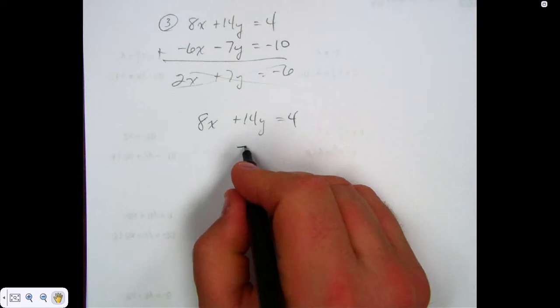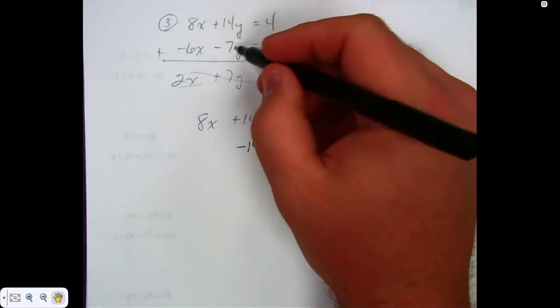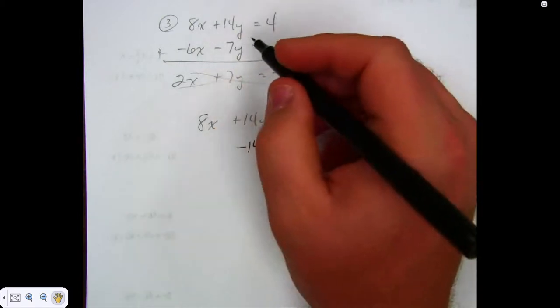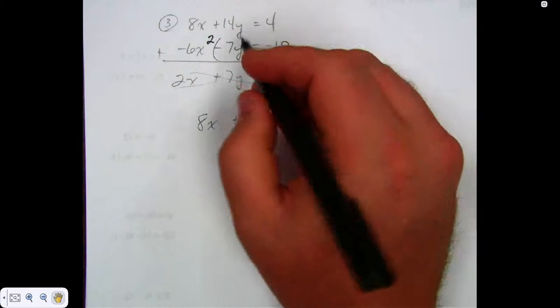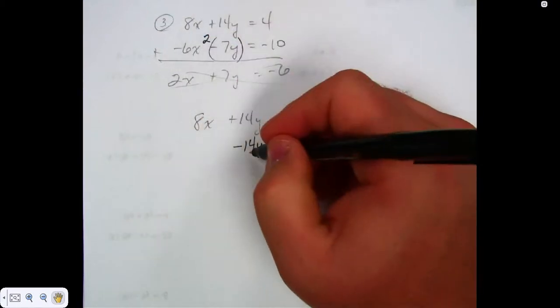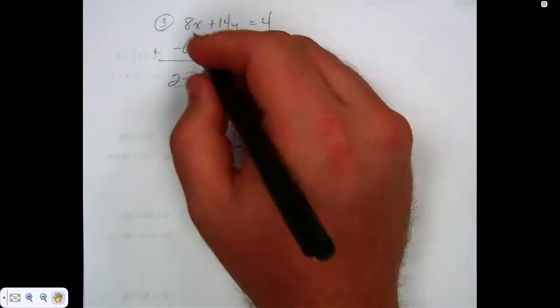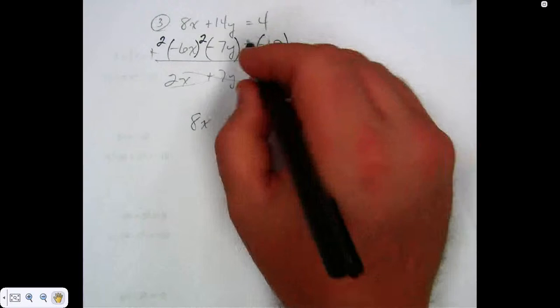I need to make this a negative 14y if I pick the y, don't I? How can I make a negative 7y into a negative 14y? By what? Multiplying by what? A positive 2, because positive times a negative would give me a negative, right? 2 times 7 is what? 14. So once I figured out what I have to multiply by, now it's just a matter of keeping the equation balanced and multiplying the rest by the same thing.